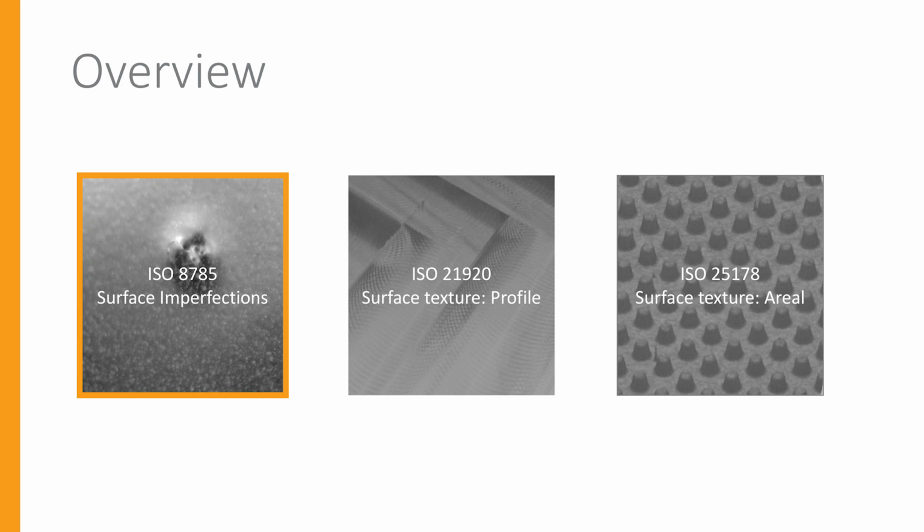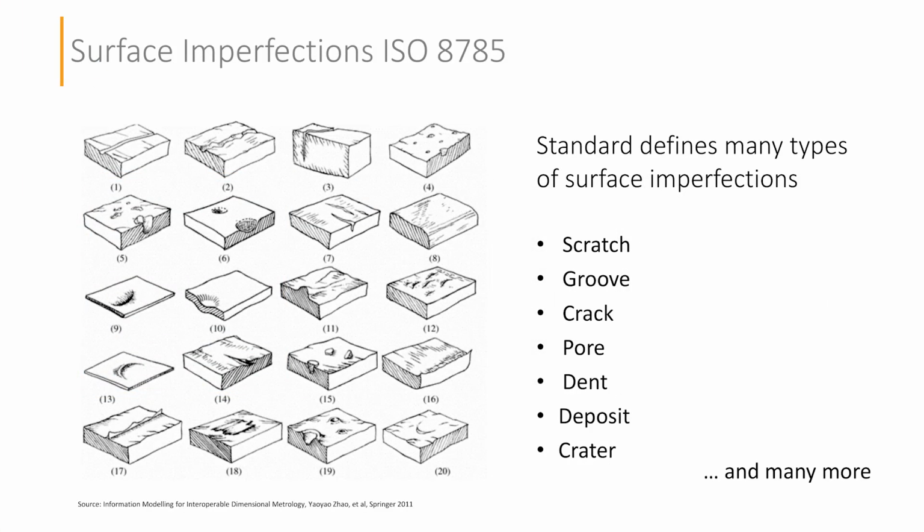Let's start with surface imperfections. ISO 8785 describes a wide range of imperfections, including scratches, grooves, cracks, pores, dents, deposits, and craters. These imperfections can differ not only in their lateral dimensions, but also in their height or depth. This three-dimensional nature is important when we want to detect and quantitatively characterize them.